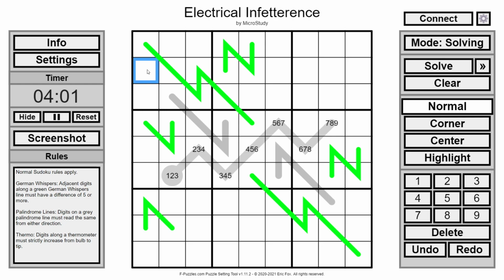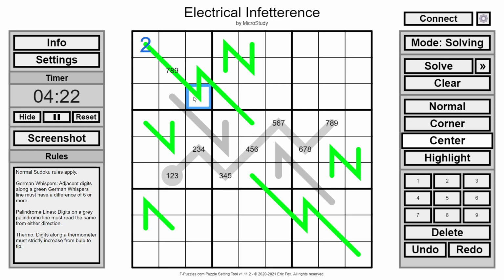Now, the next thing is kind of related to that, is that the digits along a German whisper oscillate back and forth between being less than 5 and then being greater than 5, and then obviously just repeating that. So if we have, let's say, a 2 here, 2 is less than 5, so the next digit is going to be greater than 5. In fact, it's going to be 7, 8, or 9.